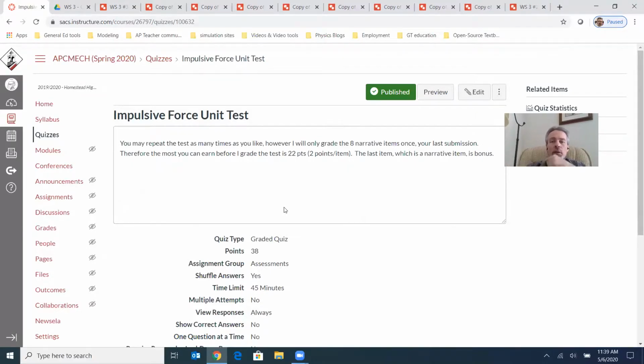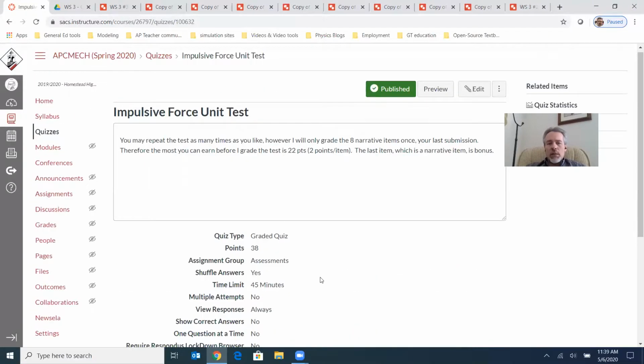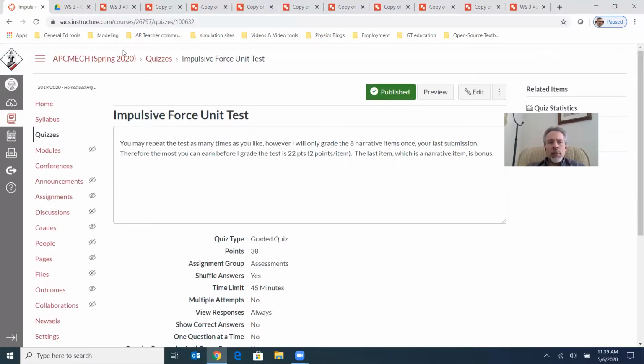The reason why I tell you this is the computer's going to grade 22 points of it. So if you're getting less than 22 points, then if you want to go ahead and take it over again, you can. But once you get 22 points, if you think your narratives were pretty good, then I just leave it alone. I don't know if that helps out a little bit. There's no code for this. It should be open right after class.